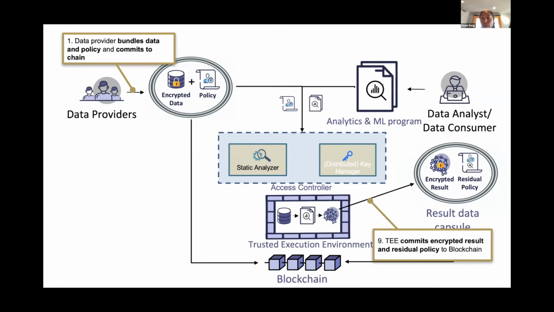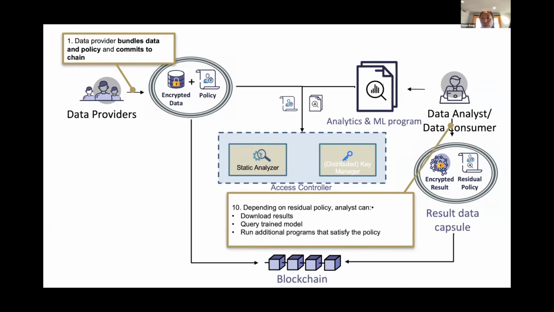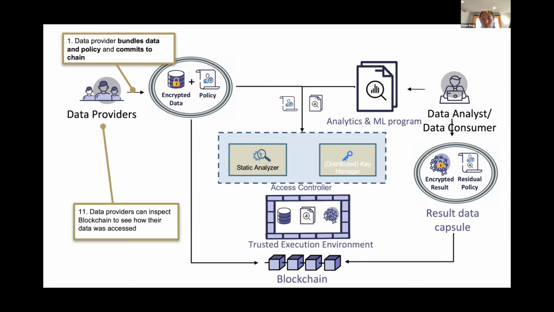And then, for example, if the program fully satisfies the desired policies, in the end the result will actually be in the clear, and the data analyst could see it depending on the residual policy and so on. So depending on the residual policy, the analyst can download the results, query the trained model, or run additional programs to satisfy the policy and so on. And all this will also be logged on the public blockchain to maintain the audit trail as well.